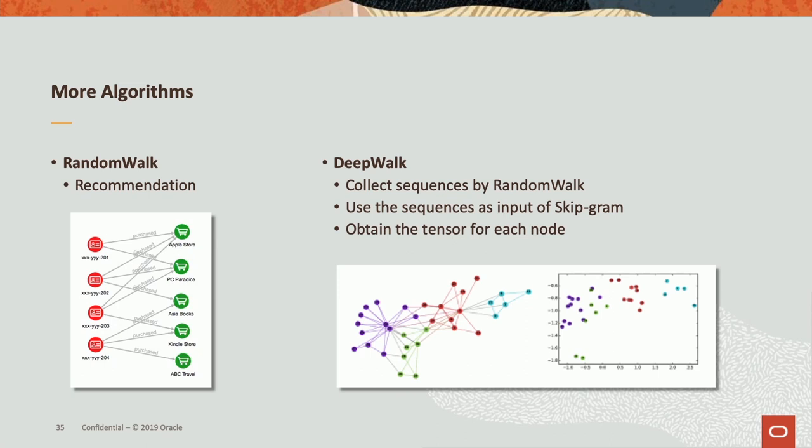So random walk is used for recommendation as well. It's a simple way of thinking. These are, let's say, people, accounts, and these are the merchants, like Apple Store, PC Paradise, and so on. This guy has got something from this shop and this shop, and we would like to recommend other shops to this person. Which one should we recommend? Maybe if you have a matrix, you can use collaborative filtering, etc. But the simple calculation here is to run a random walker from here, visit here, visit here, and stop. Visit here, visit here, visit here, stop.